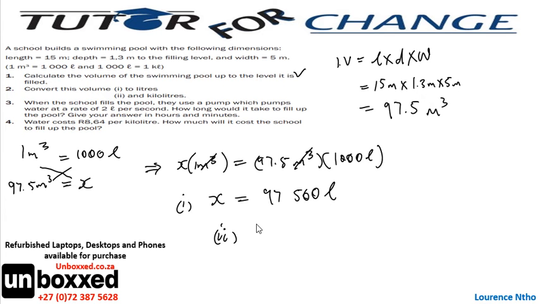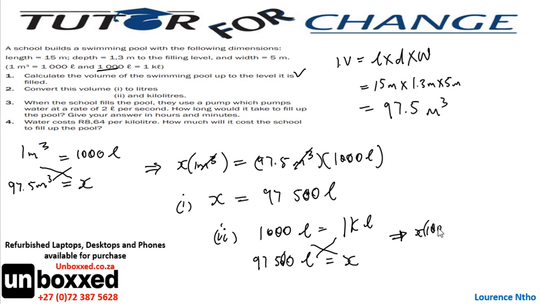And for Roman figure 2, we are given that 1000 liters is equal to 1 kiloliter. This is in liters, so we have to write this in the liters side. Then we don't know this in kilo, so we put an x there. Then we cross. Can you see that? When you cross, x is crossing with 1000 liters, then 97,500 is crossing with 1 kiloliter.